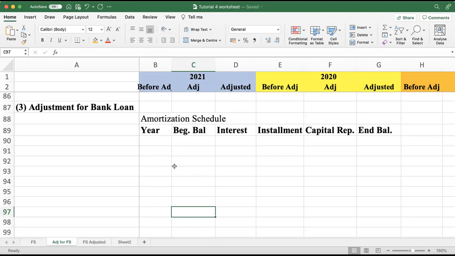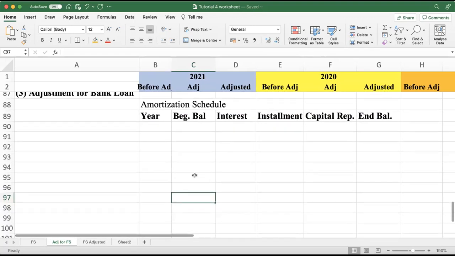You know, the liability should be the present value of cash flows. So every time, whether it's a bank loan, a lease or debentures, the liability should be the present value of cash flows. So we'll find the liability. We'll see the cash flows.